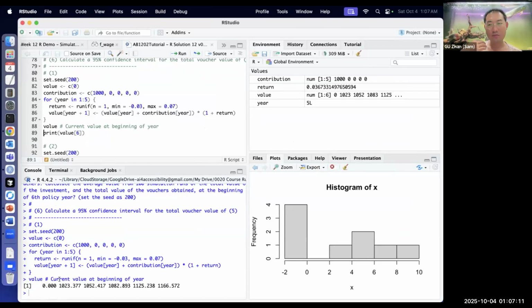Then you invest $1,000 on the second year. 1, 2, 3, 4, 5, 6, and so on. At the beginning of the second year, you are getting $1,000, which is your contribution, plus the profit of $23. Then you invest again. On the beginning of the third year, you use 1,023.377 times 1 plus a random draw of the return value. Okay, so that's the one.